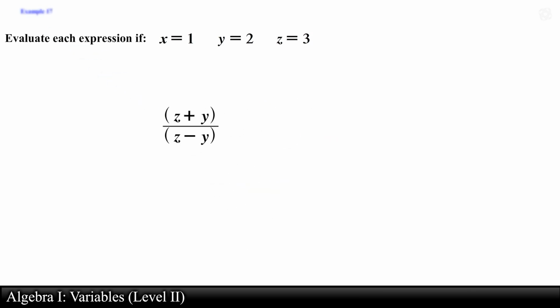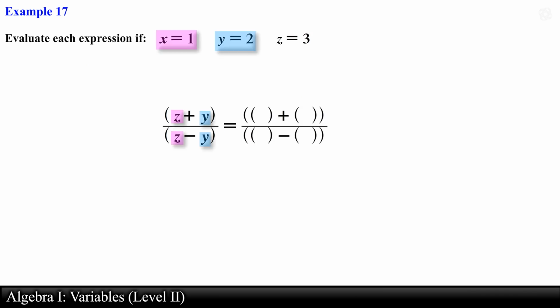Let's try the next expression. Simplify the quantity z plus y over z minus y. We substitute each variable with its appropriate value. So we have the quantity 3 plus 2, which is equal to 5, over the quantity 3 minus 2, which is equal to 1. 5 over 1 reduces to 5.